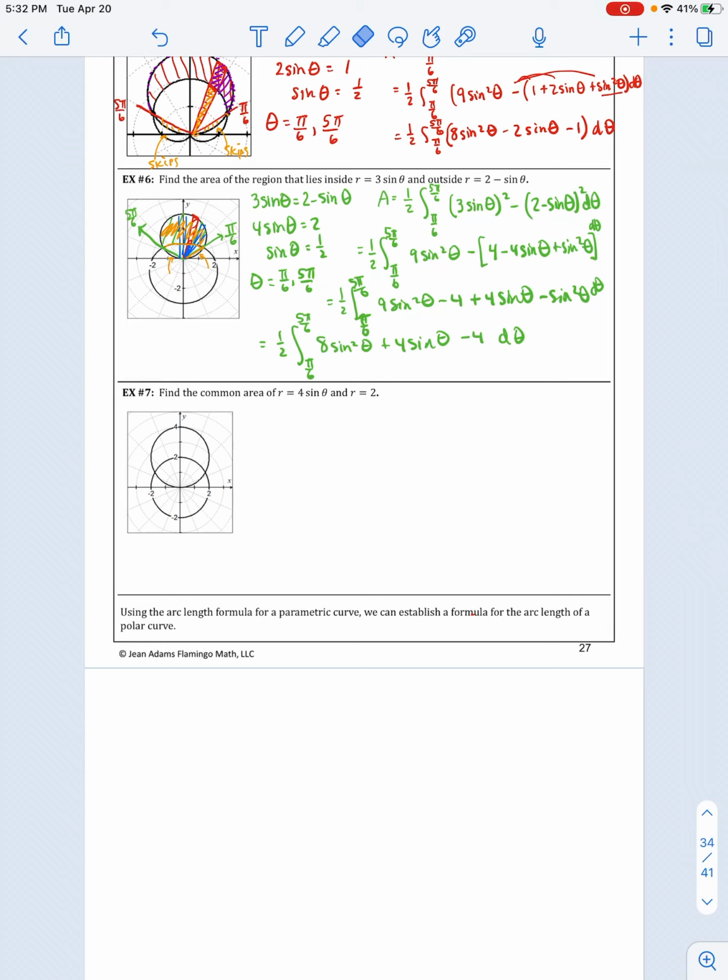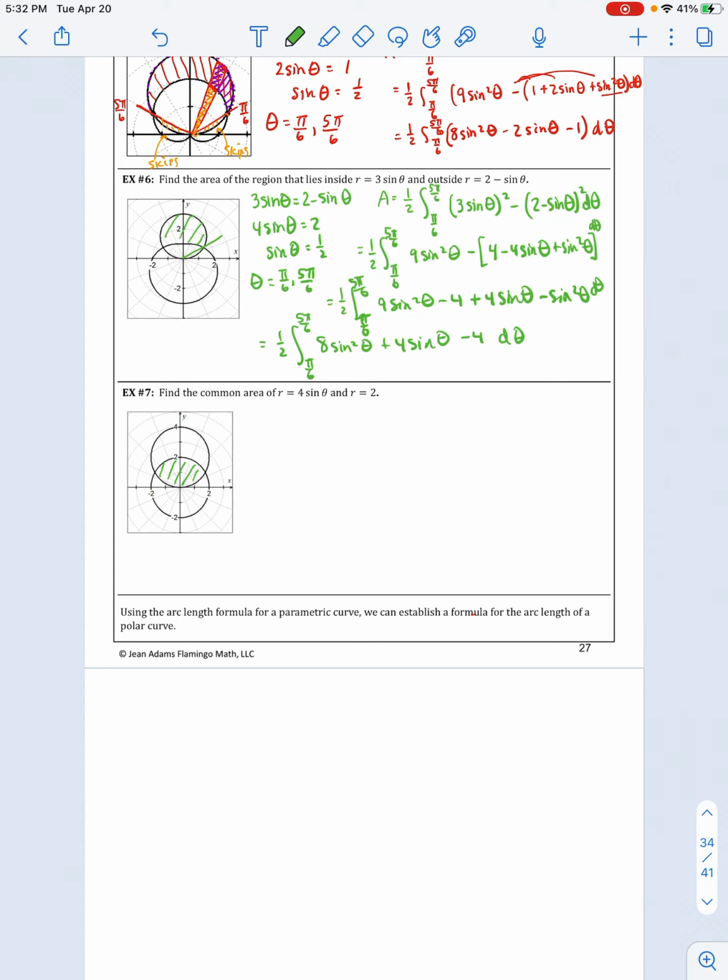Okay, I'm coming back and doing example number 7 because it just got messed up on that video. So it said I wanted to find the common area here, and what I was saying at the end of the last video was that when we were, and I'm going to just erase this real quick so that you can look at this one.